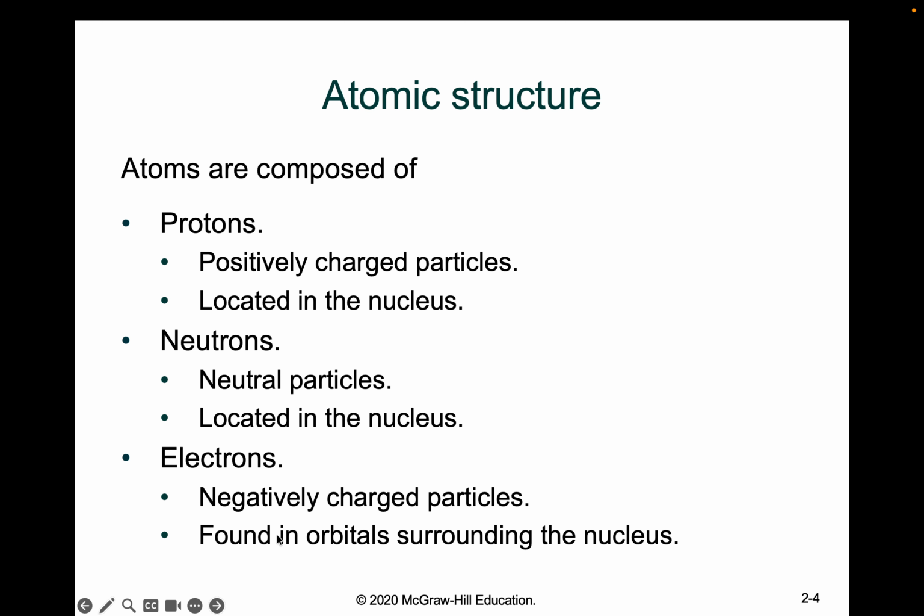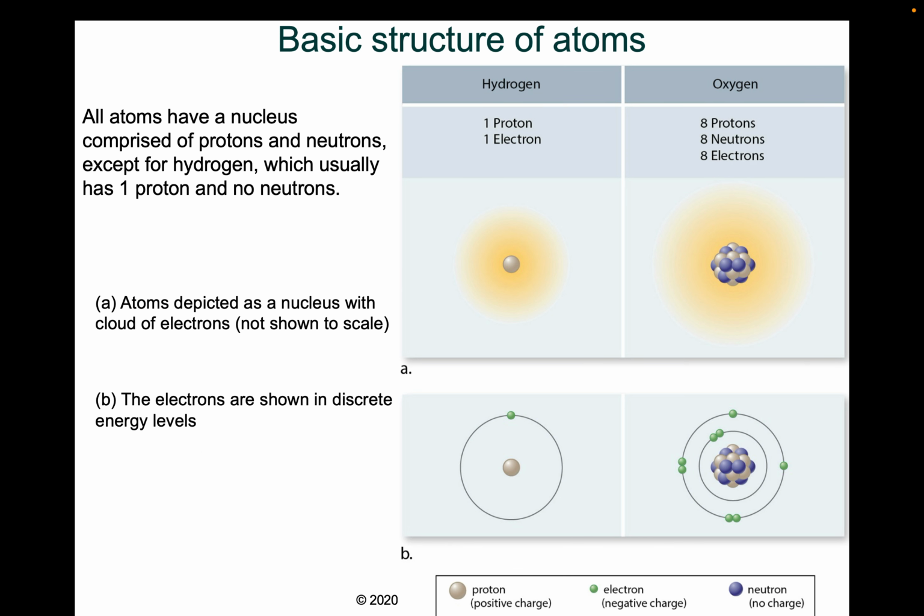Electrons are not found in the nucleus, they're found outside. Similar to protons, they do have a charge, but it's the opposite. Electrons are negative. So protons are positive, electrons are negative, and electrons are found outside the nucleus. They're around the nucleus in orbitals, which I'll explain much more about a bit later.